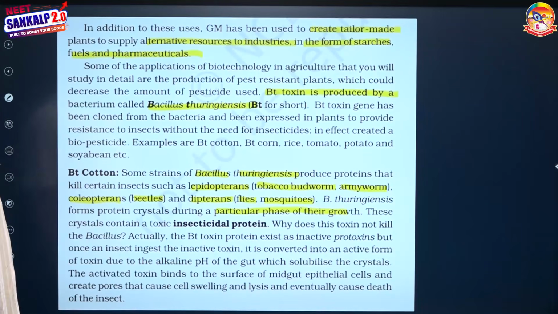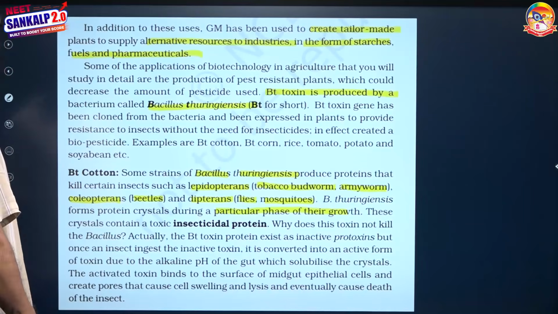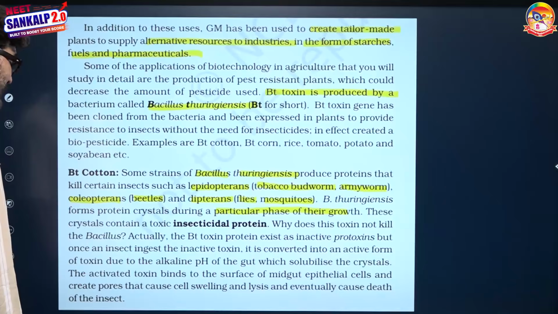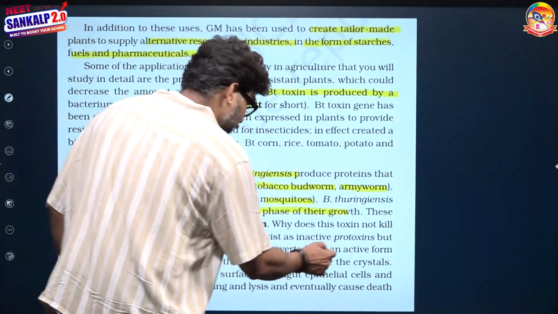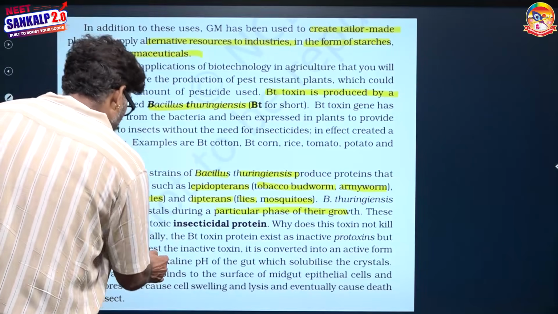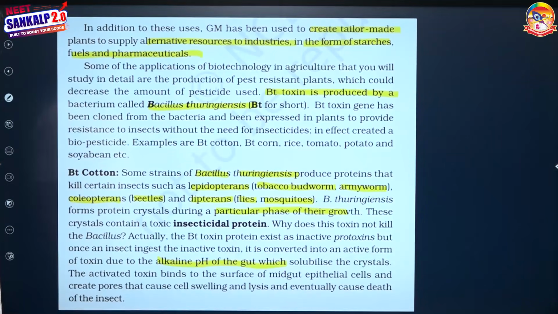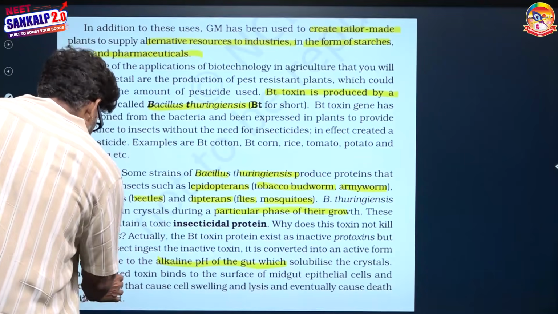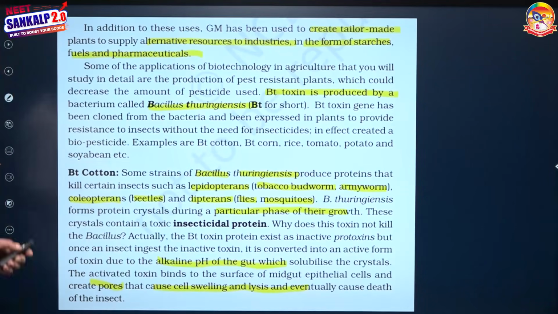Why does this toxin not kill the bacillus? Because the Bt toxin protein exists as an inactive protoxin. Once an insect ingests it, the inactive toxin protein is converted into the active form due to the alkaline pH of the gut region. Consequently, the crystals solubilize. The activated toxin binds to the surface of the midgut epithelial cells, creates pores, causes swelling and lysis, and eventually causes the death of the insect.